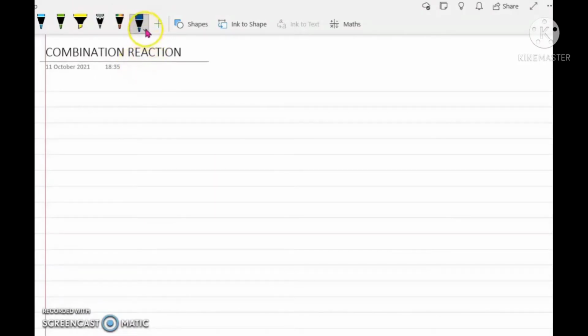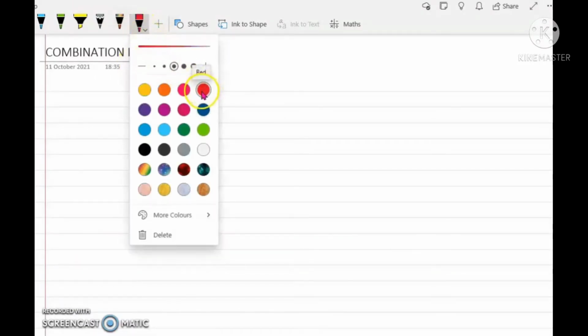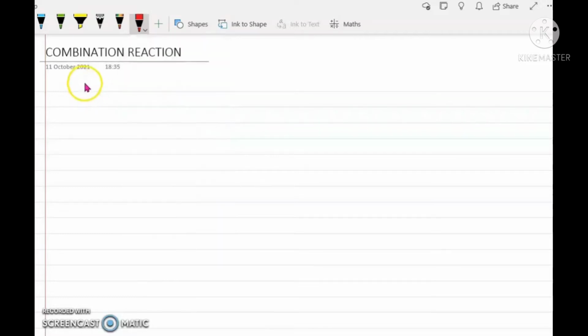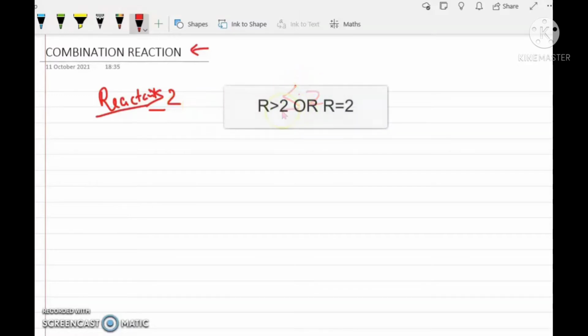Talking about the combination reactions, if you try to identify which among the given reactions is a combination reaction, the easiest way to understand it is that in a combination reaction, either 2 or more than 2 reactants are going to be present. So you will have 2 or more reactants coming together and combining to give you one product.